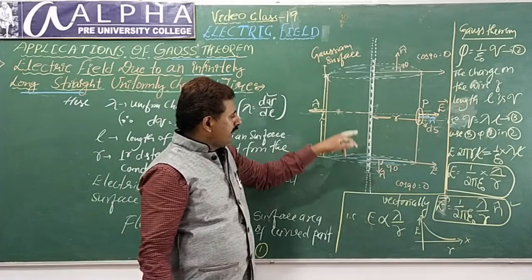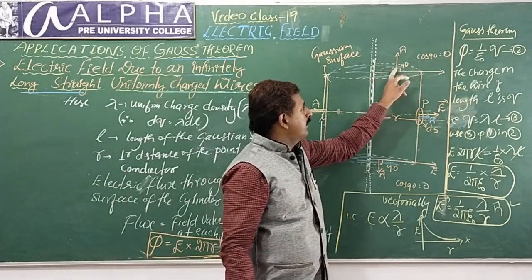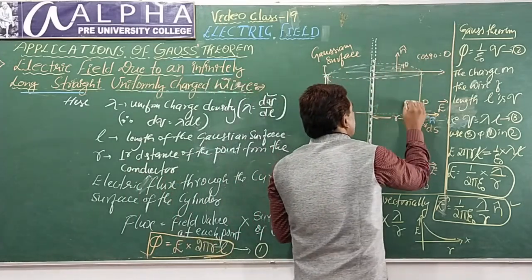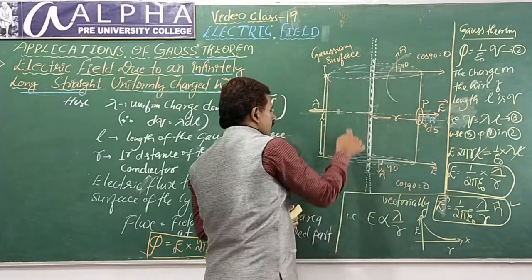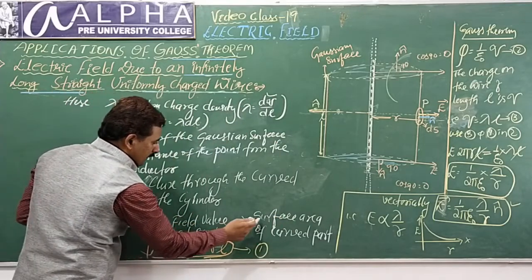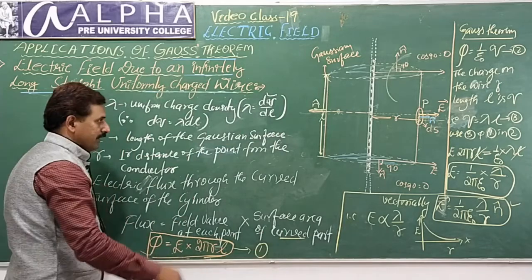Why you don't consider end faces? Because the field is parallel to the end face, perpendicular to the normal, angle theta 0. It is not flowing through. Field is not flowing through like this. It is just along. So flux through these two ends is 0. That's why, what is flux? Field value at each point into surface area of the curved part, which is 2 pi r L into E.